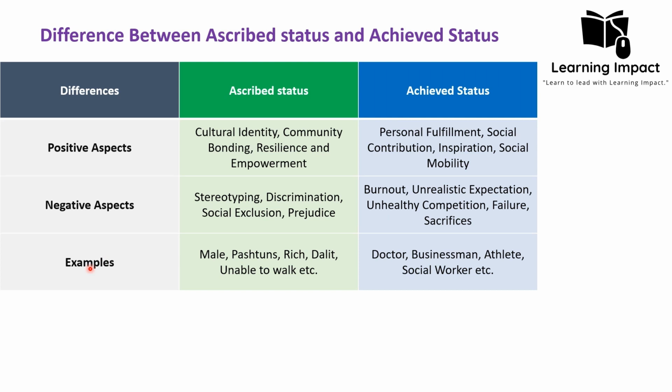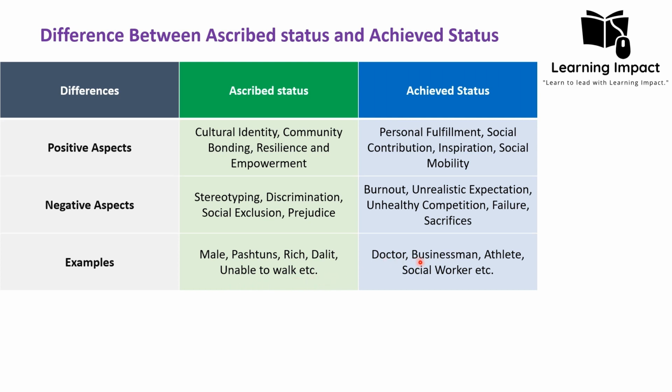Then examples of ascribed status, like male or female by gender. Pashtun is an ethnic group of Pakistani society. Rich, which depends on the economic background. Or Dalit, which is based on the caste system, and being unable to walk, or any other disability. So these are all ascribed statuses.